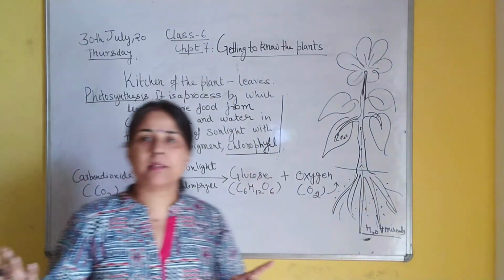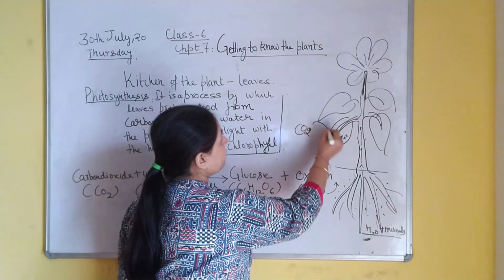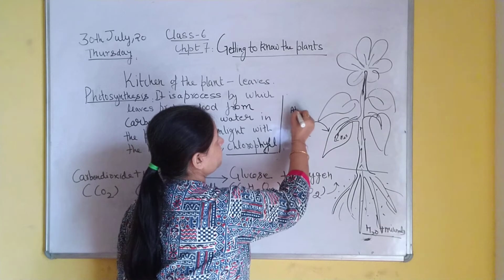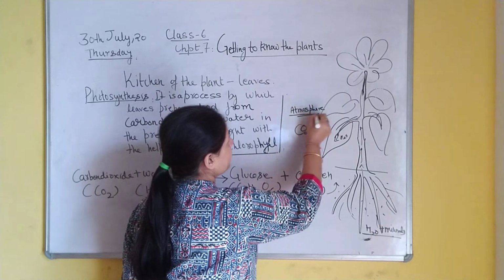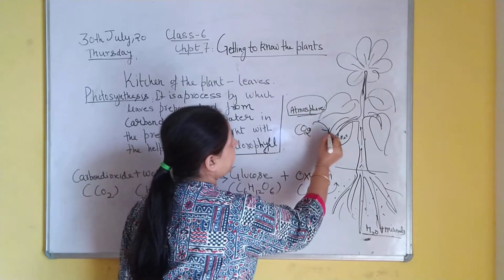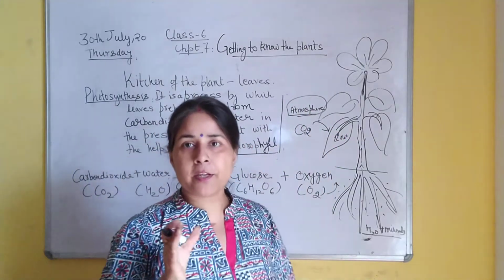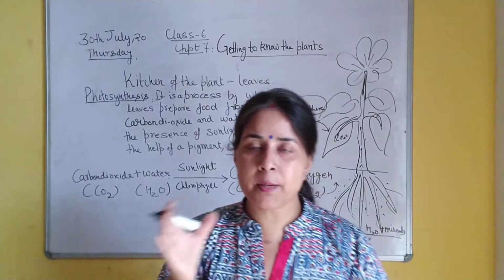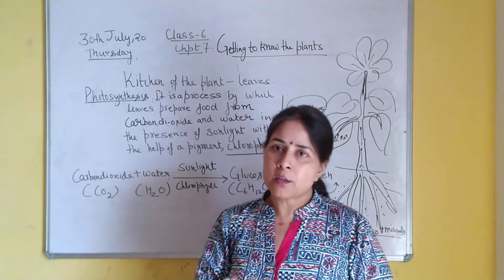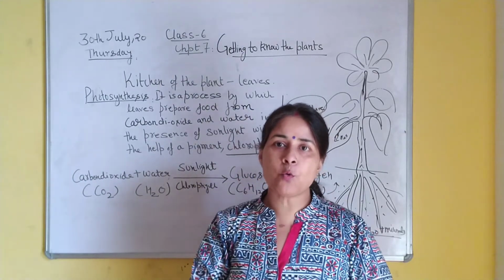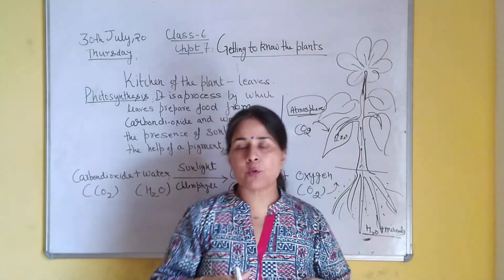Now where does carbon dioxide come from? Carbon dioxide enters from the atmosphere. The carbon dioxide in our atmosphere enters into the leaves. So the source of carbon dioxide is the immediate atmosphere, and the source of water is the soil. From the soil, through the roots, the water enters into the stem. From the stem it enters into the leaves.